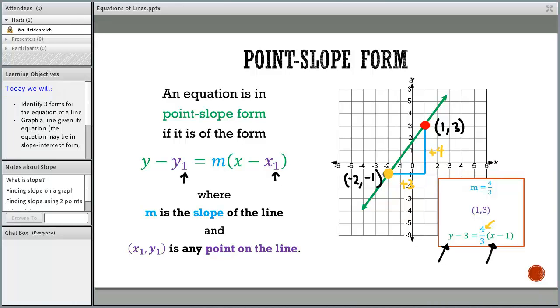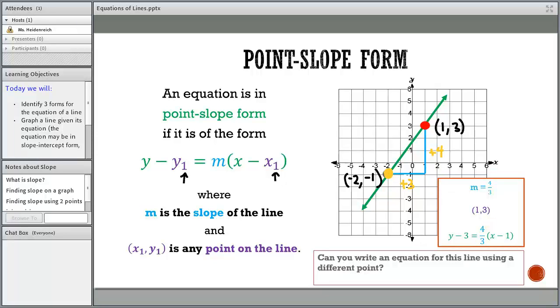And then my point that I chose was 1, 3. Now you could have chosen the other point, and I'm going to show that in just a second. But my point, if you look, goes in as x minus 1 and y minus 3. So we have different signs than maybe we were expecting, but that's because in the formula it says that you do y minus whatever the y value is of your point, and you do x minus whatever the x value is of your point.